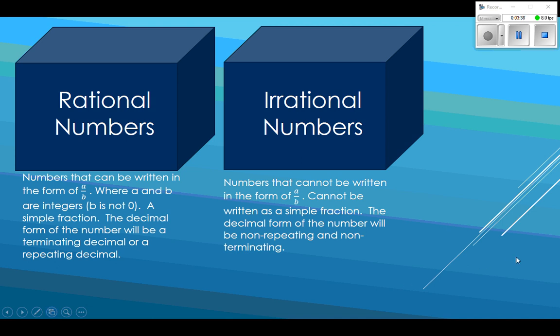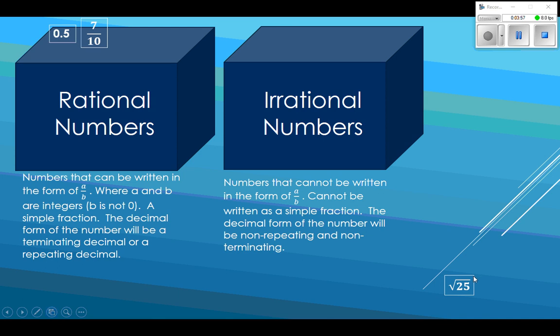So let's try and classify some numbers. So 0.5, you know you can write it as a half, therefore it's rational. 7/10, it's already written as a fraction, therefore it's rational. What about the square root of 25? So let's calculate that. The square root of 25 is 5.